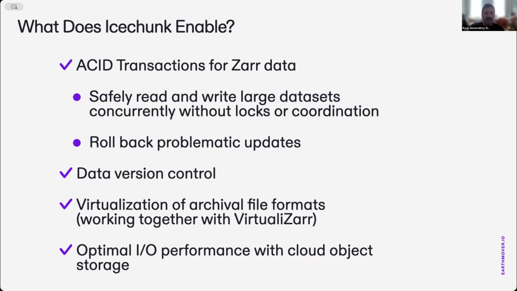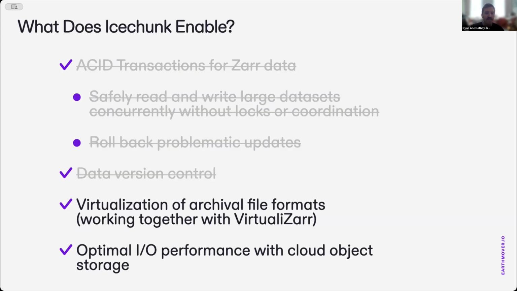Using the same basic features, we can do data version control with this Zarr data. We can publish tags and we can do branching of our data. All the things we do with Git, we can do with Icechunk. However, for the sake of time, I'm not really going to be able to dive into these, and I'm going to focus on what we're here to talk about, which is virtualization.